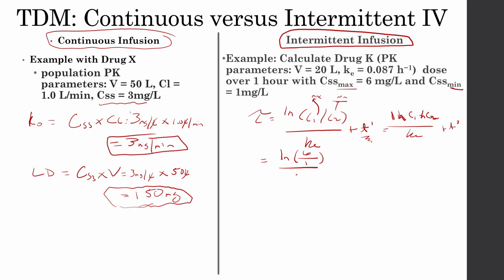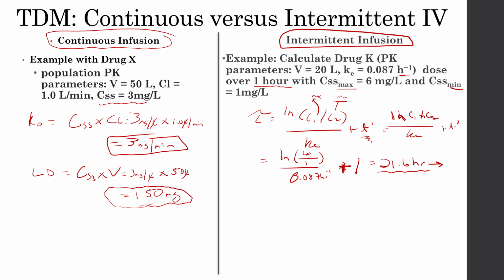6 over 1 over 0.087 hours to the negative 1 plus T prime, and it says infused over 1 hour, right? And then KE's in hours, so we can just put 1. So that gives us a tau of 21.6 hours. Now, would you ever tell a nurse, give this drug every 21.6 hours? No, you wouldn't. That's why you round to a reasonable dosing interval. On the test, I tell you to round it to the nearest dosing interval of, for example, 12 hours. So near the nearest 12-hour dosing interval.